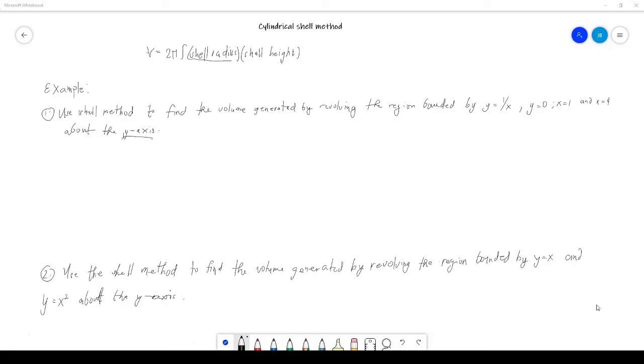Hello, everyone. So we are now on the last topic for the solids of revolution, which is the cylindrical shell method. So this is the last method for solving the volume of a certain problem.